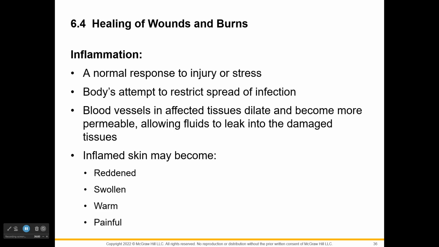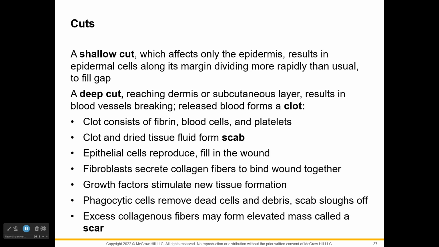And the blood vessels become very leaky, and so that's what makes it look swollen. And your skin will be swollen. It'll be reddened because of extra blood flow to that area. It'll be warm because of the extra blood flow. And it's painful because the swelling is touching some pain receptors. More on that when we talk about immunity in AMP2.